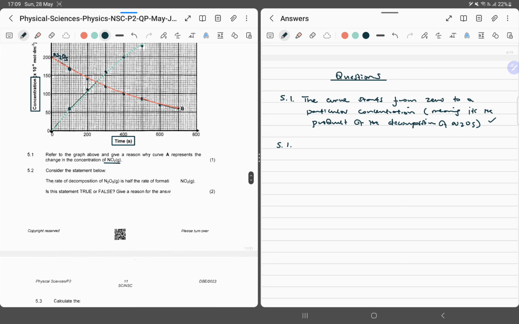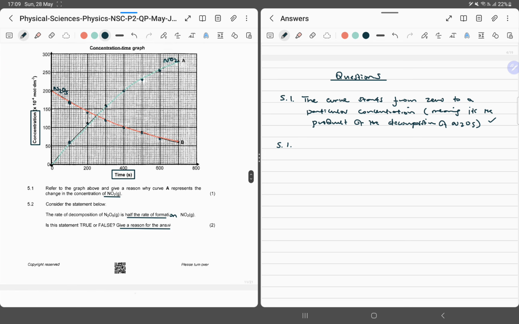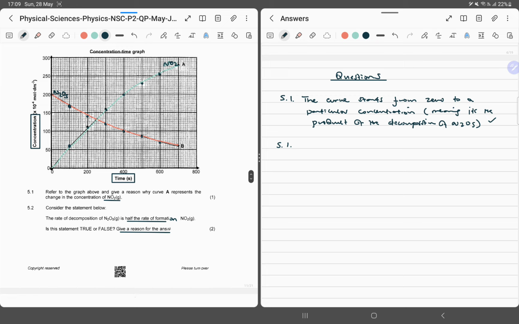Okay, consider the statement below. The rate of decomposition of N2O5 is half the rate of the formation of nitrogen dioxide gas. Is this statement true or false? Give a reason for your answer. That is strange. Perhaps this is where these plots come in. And then again, if we try to approximate that plot, these plots are a bit crazy. So here it's a bit of an approximation. I don't know. But what I would choose is this one right here.